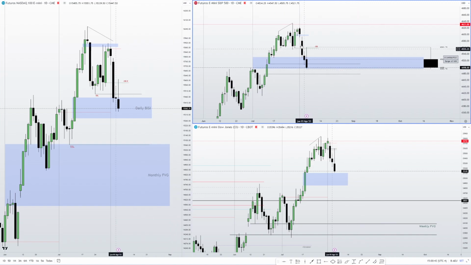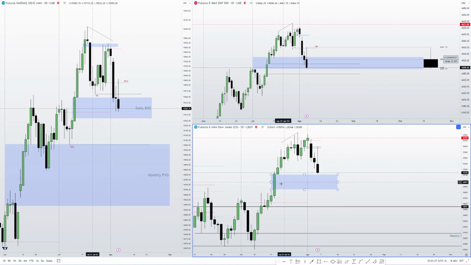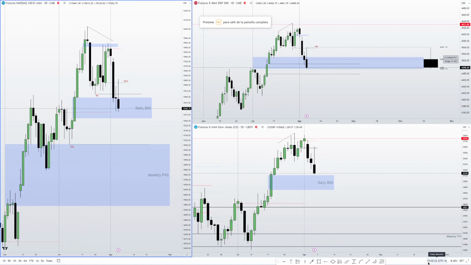SPUS on the daily, I have this CB order block and price returns to these order blocks and moves inside this daily BC. The next move for Dow is inside this daily BC. This is the first analysis. This is for order flow only purpose.